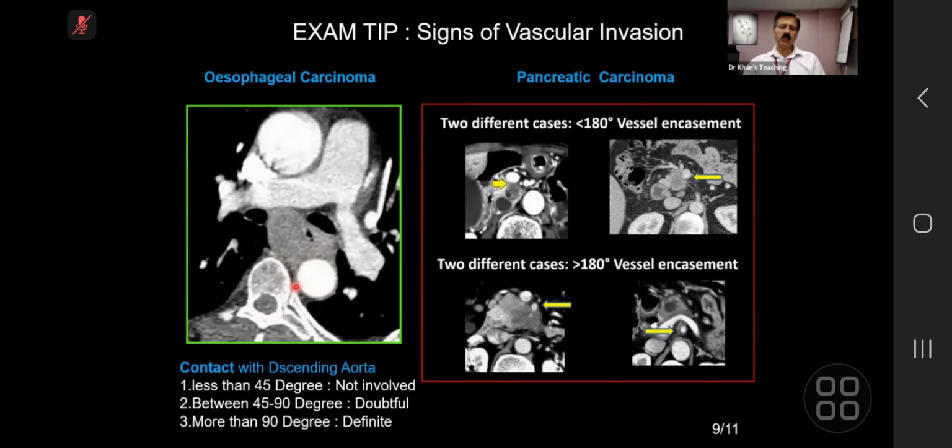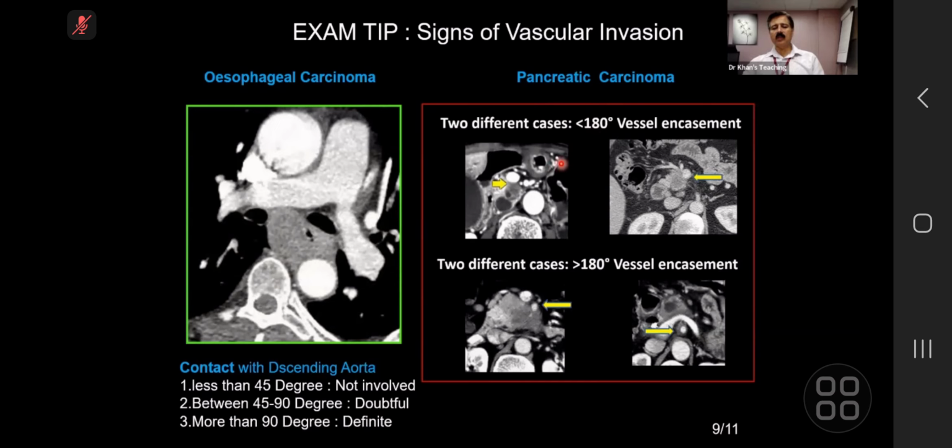Another sign which is given in literature is that if you see soft tissue of the tumor in between the aorta and the spine, again you call it. So this case is aortic involvement. When we learn pancreatic carcinoma, I will teach you when we reach that point, but please remember the discriminator. There the sign is 180 degrees.